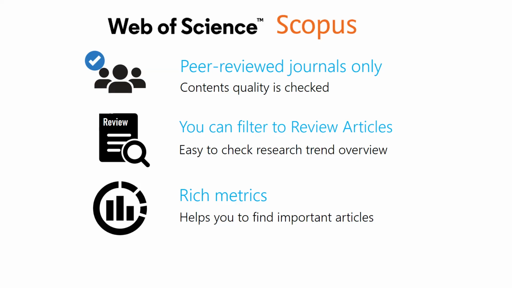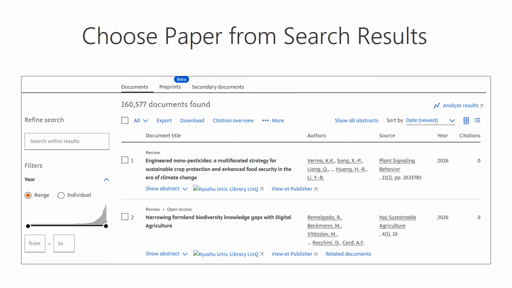Now, let's try searching in Scopus. Please set your language preference at the bottom of the page. For this example, let's search for agriculture production. It is over 150,000 search results. If you find a paper you would like to read, click its title. However, with over 150,000 results, finding papers matching your interests can be difficult. That's where functions like filtering and sorting come in handy.